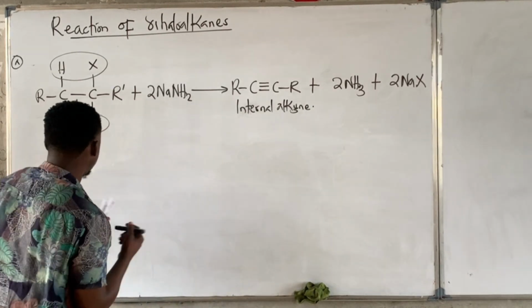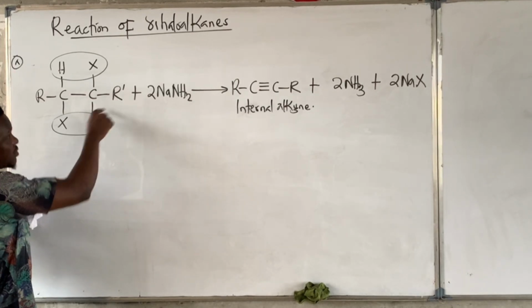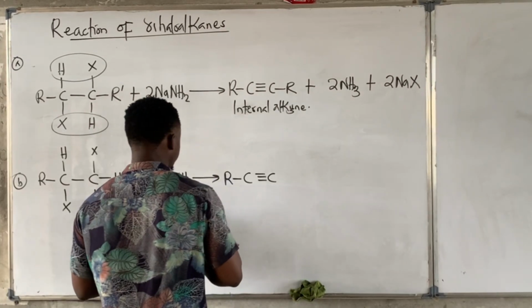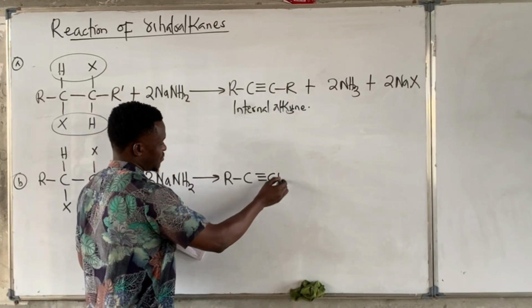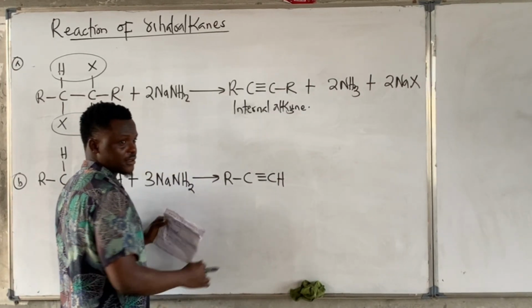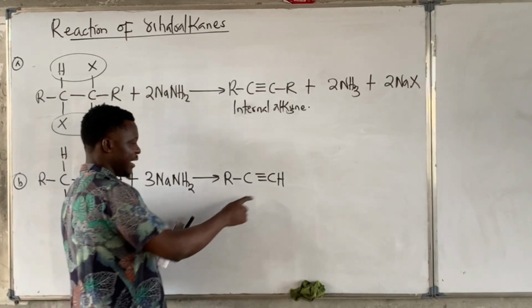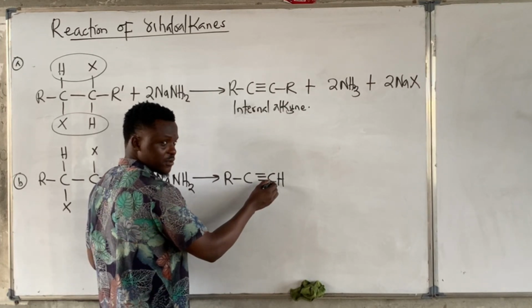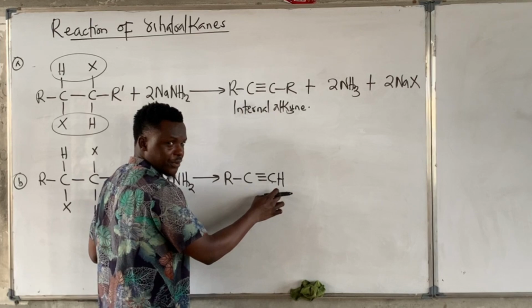Now look at this, let me show you an example. If I replace this guy here with H, let's give us the reaction. This is what would have formed, right? Just like we did previously. But then this guy is a terminal alkyne because this place is having H, right? We're not going to stop here.